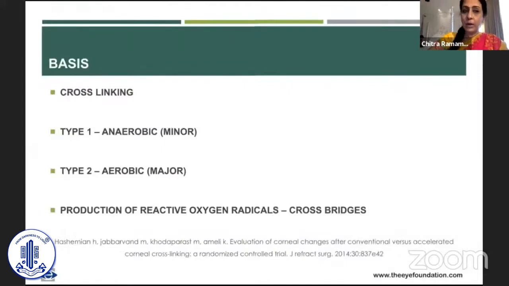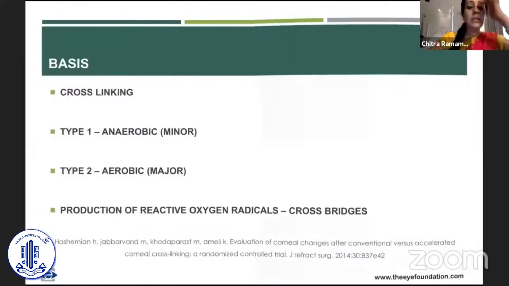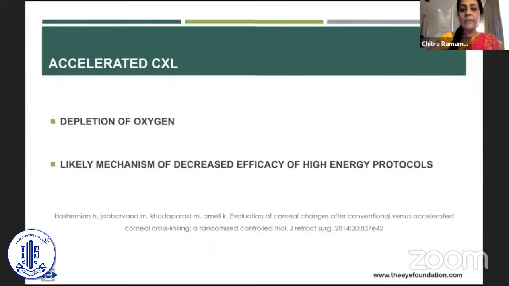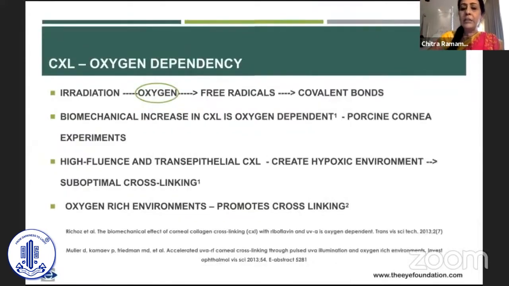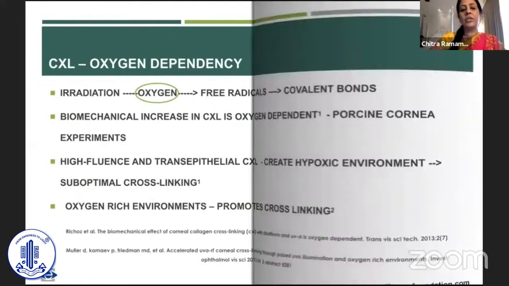So then we seem to understand one thing, but why was it not so effective with the others? It was essentially that in this more accelerated cross-linking with higher fluence, the depletion of oxygen was not being adequately replenished. And for active cross-linking, we need an oxygen-rich environment.